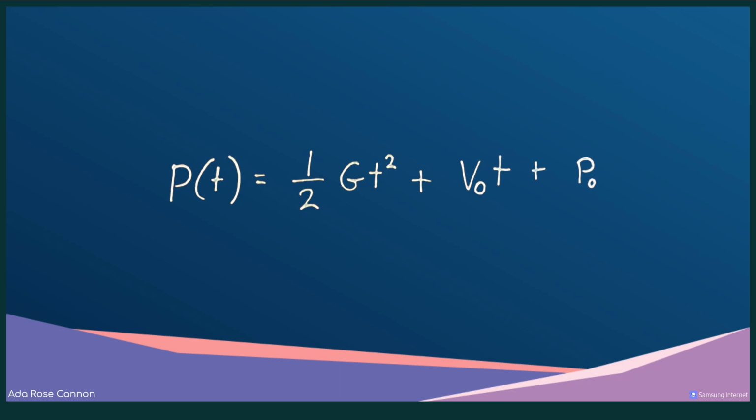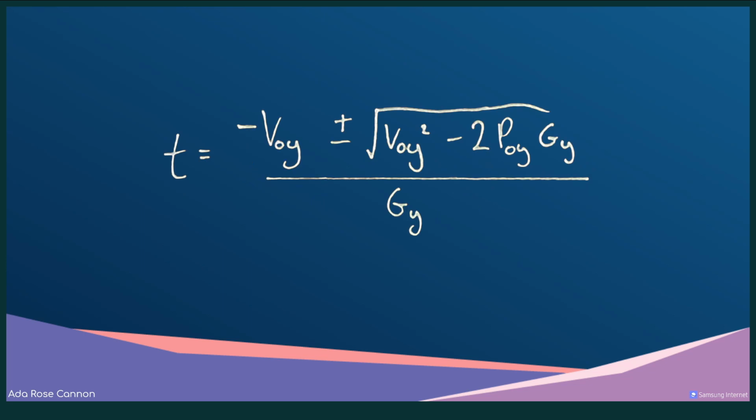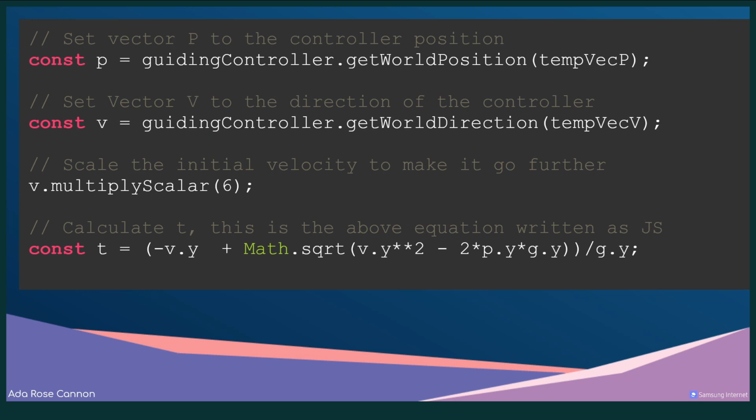Then we want to get to our final position. So to do that, we need to solve for when the y position is 0. But the equation we've got here is a normal quadratic equation. And thankfully, you can use the quadratic formula for solving this. So if we plug the numbers into the formula, we get this monstrosity. But this is just something we can type up in JavaScript, which looks like so. So we now have everything we need, and we can write it up in JavaScript.